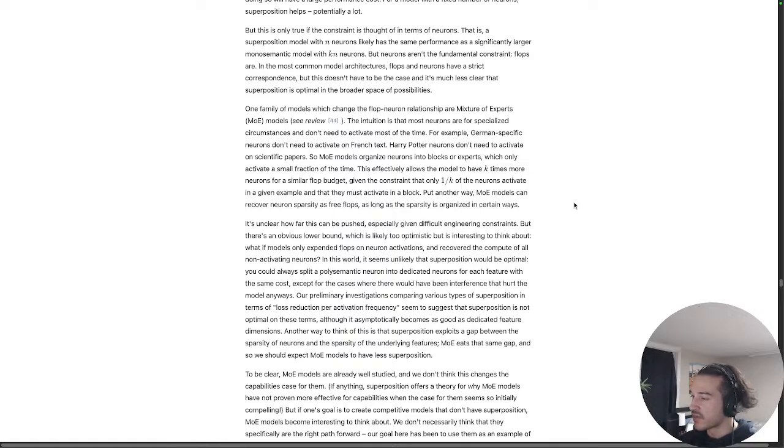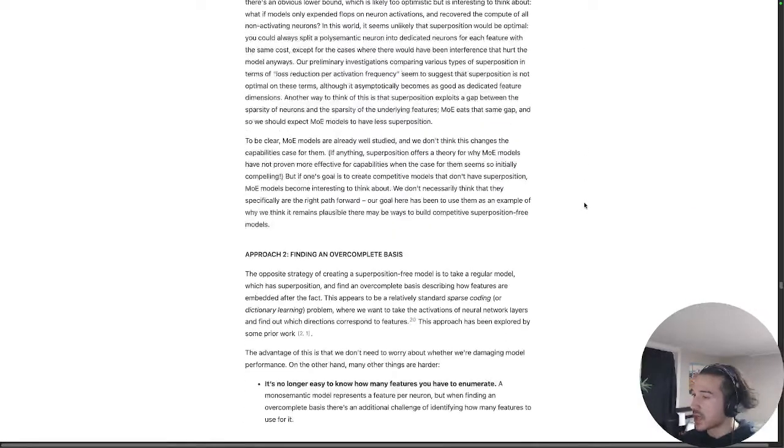Our preliminary investigations comparing various types of superposition in terms of loss reduction per activation frequency seem to suggest that superposition is not optimal on these terms, although it asymptotically becomes as good as dedicated feature dimensions. Another way to think of this is that superposition exploits a gap between the sparsity of neurons and the sparsity of the underlying features. Mixture of experts eats at that same gap, and so we should expect mixture of expert models to have less superposition.